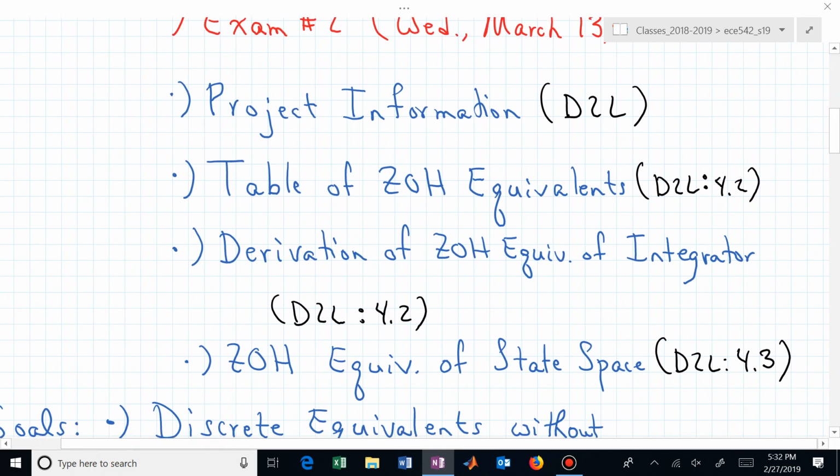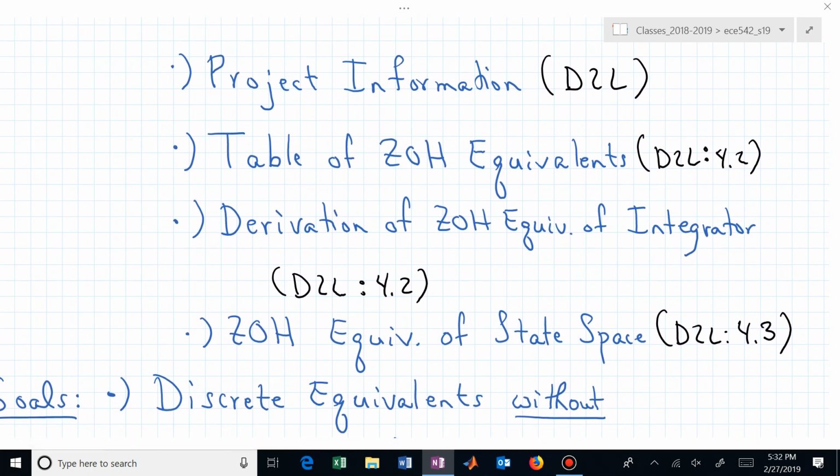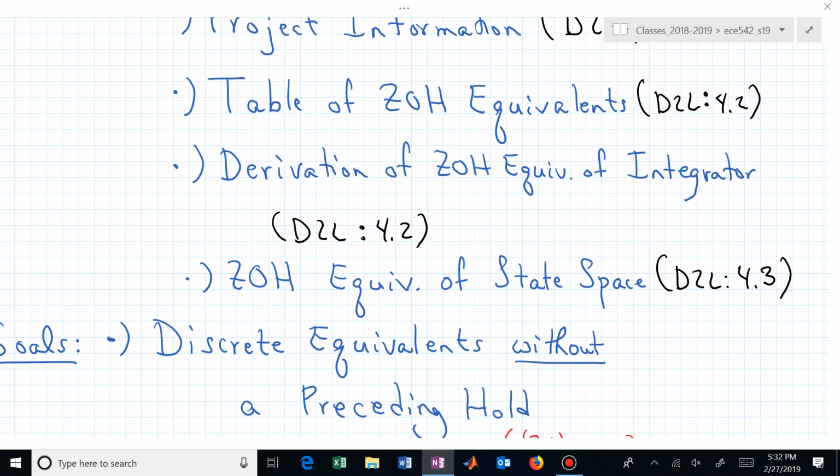I have made your project information available now, if you're in the graduate level section. It's at the bottom of the content page. There's a write-up on your project. There's also a table of zero-order hold equivalents in that lecture 4.2 that I've tried to create. So if you want to ask, what happens if I take the zero-order hold equivalent of this or of this? There's a few rows that hopefully now give you this side-by-side comparison of what you might be interested in for zero-order hold equivalents.